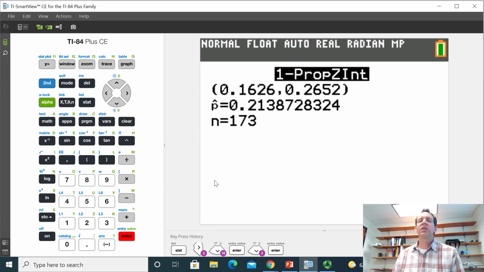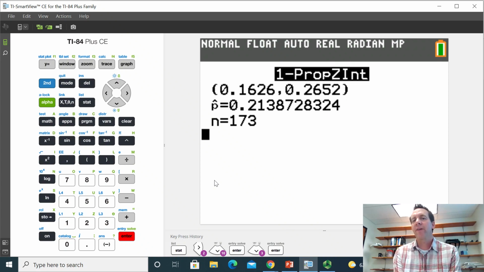When we hit enter, that's going to generate our confidence interval. You can see the very first thing that it gives us is our lower bound and our upper bound of the confidence interval. The lower bound is 0.1626 and the upper bound is 0.2652. If we were to look at this in context, we would say we're 90% confident that the population proportion is between 0.1626 and 0.2652.